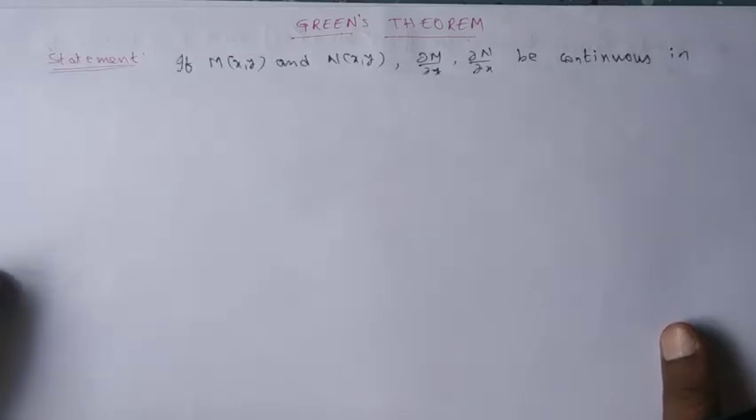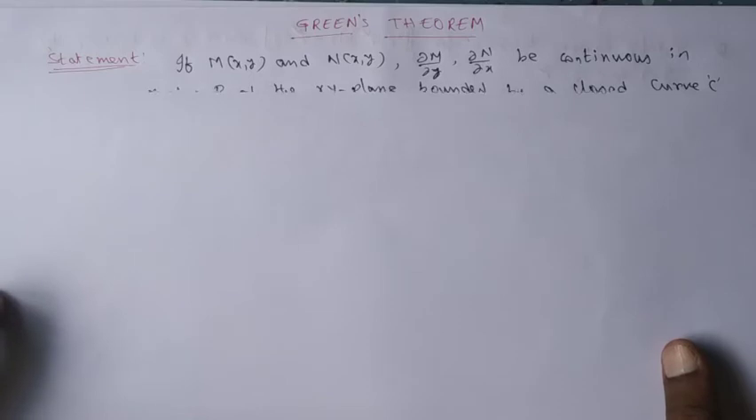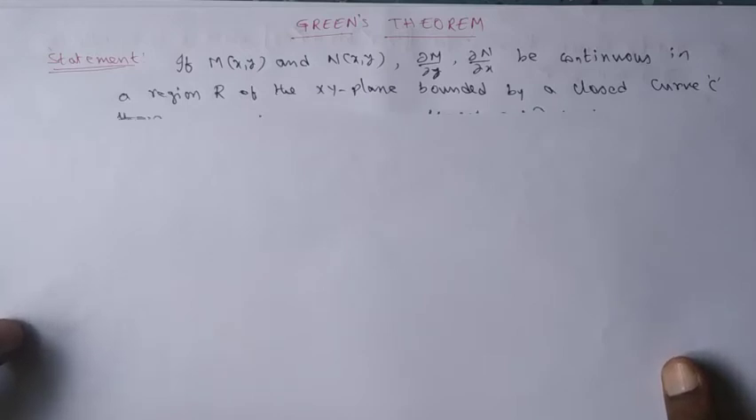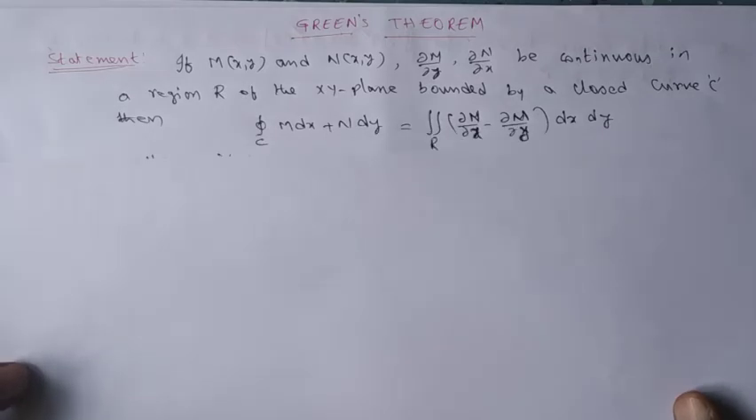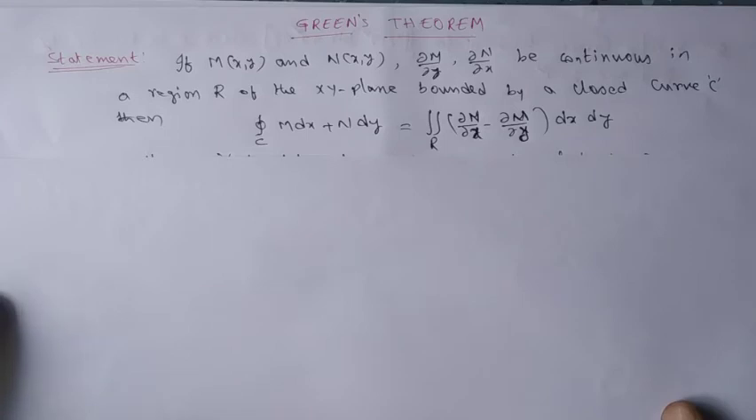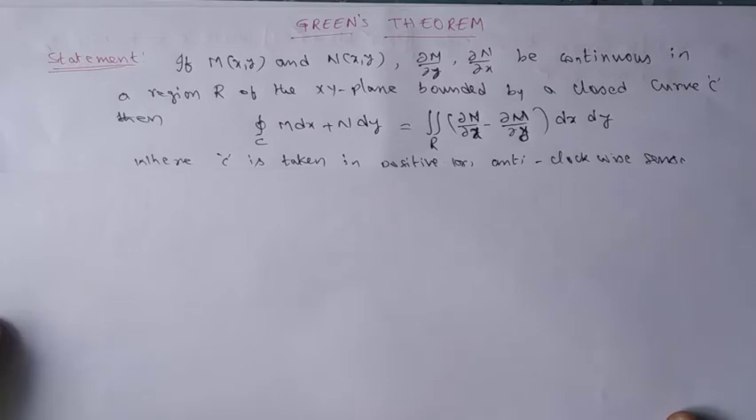The statement is like this: if M of x, y and N of x, y, and ∂M/∂y and ∂N/∂x are continuous functions in a region R of the xy plane, where R is bounded by a closed curve C, then the integral over C of M dx plus N dy equals the double integral over R of (∂N/∂x minus ∂M/∂y) dx dy. Generally, C is taken in the positive sense or anti-clockwise sense.